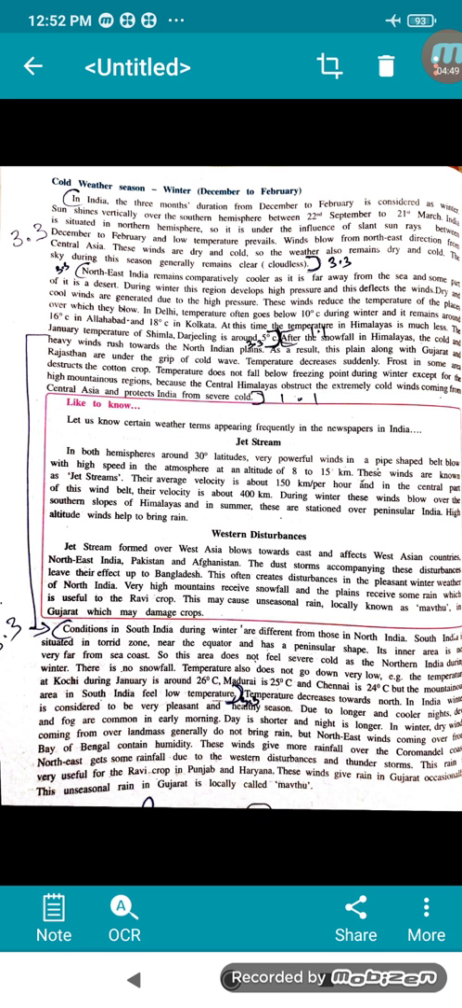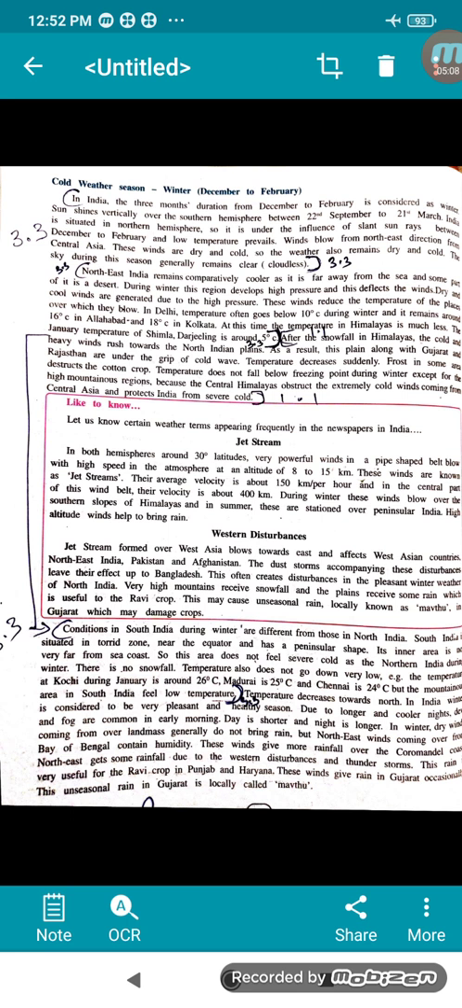Conditions in South India. Now we have talked about the north. Now conditions in South India during winter are different from that of north. South India is situated in the torrid zone, near the equator, and has a peninsular shape, three sides covered with water.